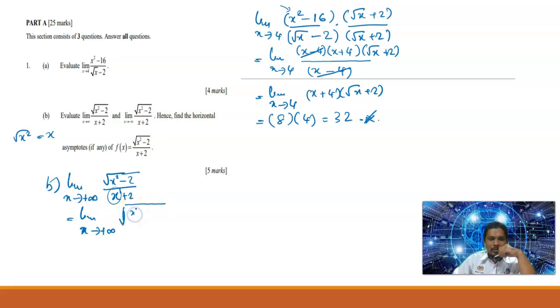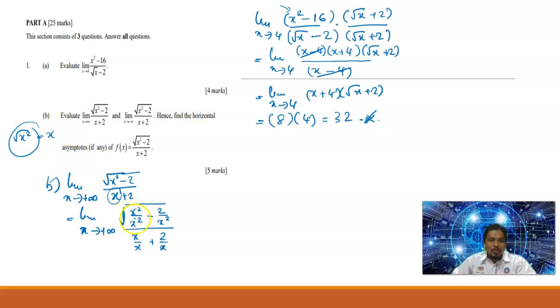So we have the limit of the square root of x squared divided by x squared, minus 2 divided by x squared, divided by x over x plus 2 divided by x. Okay, so we use these rules here. The square root of x squared equals x. So x is the highest degree, according to this question, the degree of x from the denominator, which is a power of 1. And this is also considered a power of 1 here.